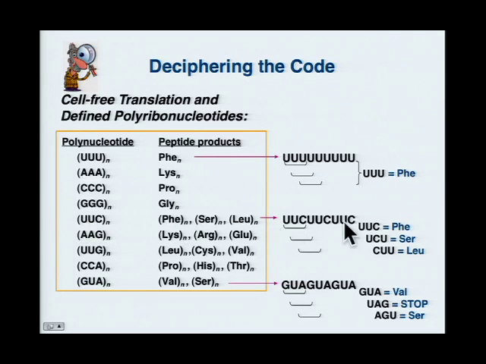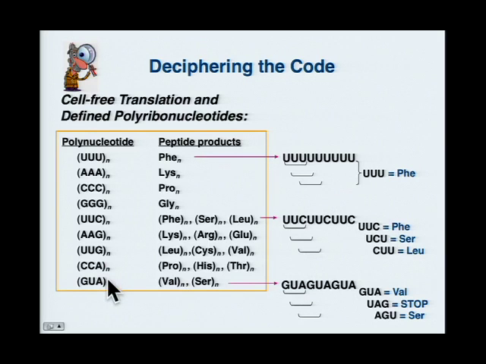So for example, in this experiment, they determined that UUC, UUC, UUC gave polyphenylalanine, UCU, UCU, UCU gave polyserine, and leucine. So they've determined these codons. They're slowly chipping away at the 64 possible combinations of letters to bring in the amino acid specificity.